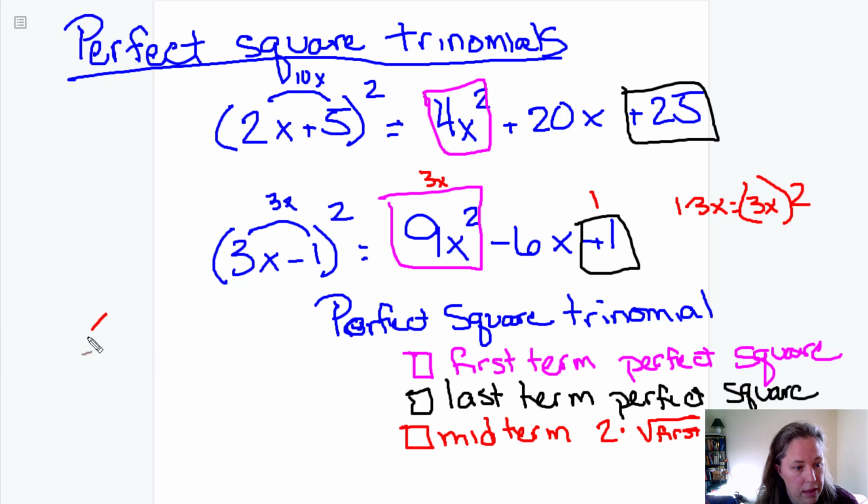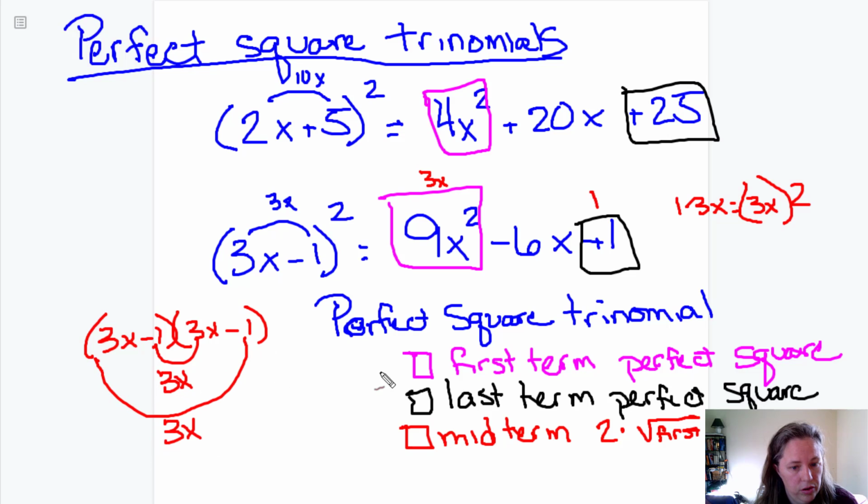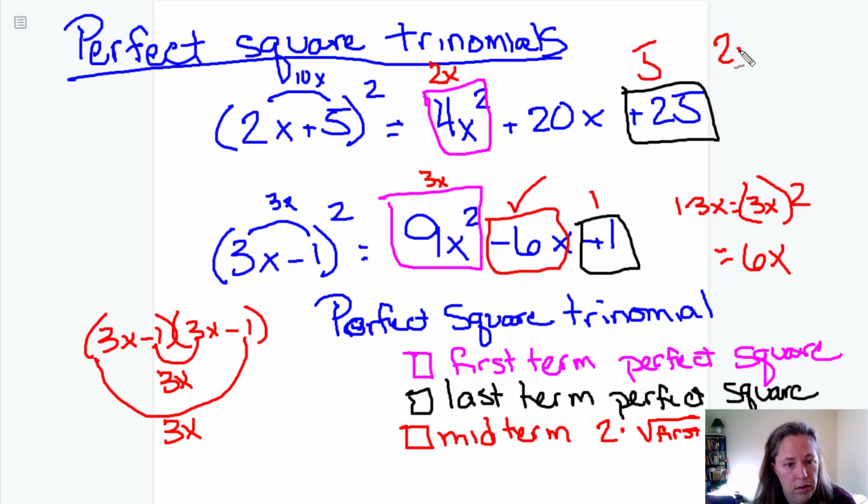Because when you multiply this out, 3x minus 1 times 3x minus 1, you get this 3x and you get this 3x. So there's 2 of them. So 6x. And the middle term is 2 times the square root of the first times the square root of the last. Same here, we get 2x, we get 5. 2 times 5 is 10, times 2 is 20.